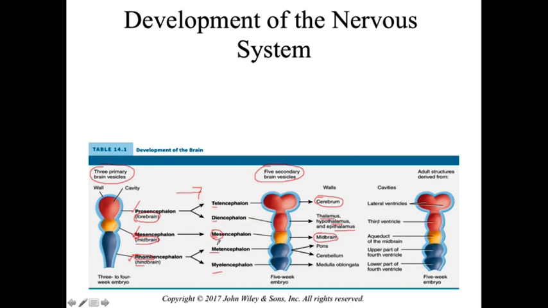And then the metencephalon is your pons and your cerebellum. And then the myelencephalon is the lowest part that's protected by C1, atlas, and C2, axis, and that would be the medulla oblongata. Okay, and then those are the main parts of the brain.